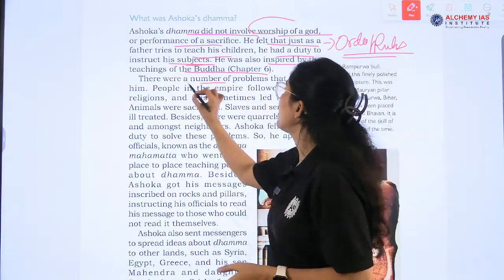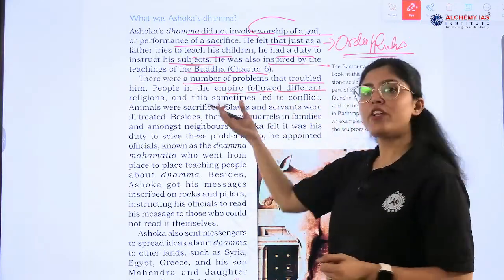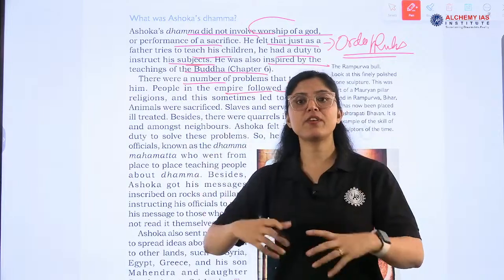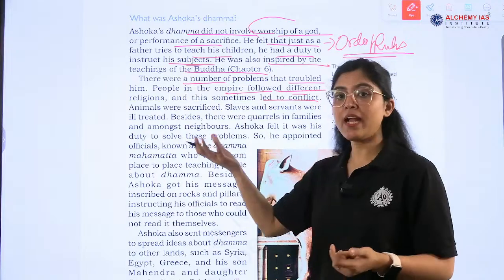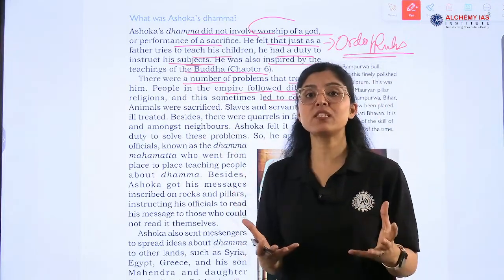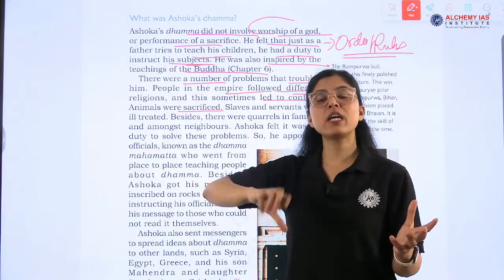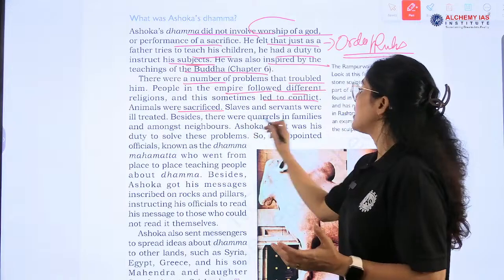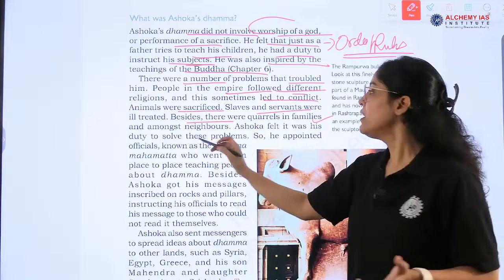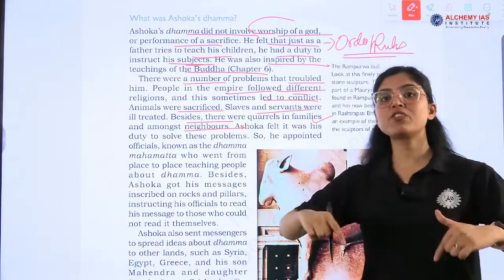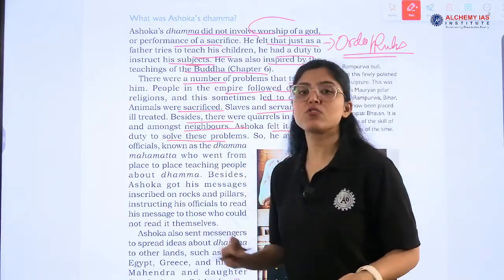Okay, there were a number of problems that troubled him. People in the empire followed different religions. We know different religions and different cultures were there, and this sometimes led to conflicts, and he was not okay with this kind of thinking. And then animals were sacrificed, so he was also against this sacrifice. Slaves and servants were ill-treated. Besides, there were quarrels in the family and amongst neighbors. So he was preaching love, brotherhood, trust, respect. Ashoka felt it was his duty to solve these problems.